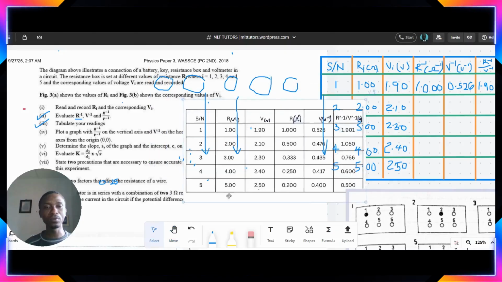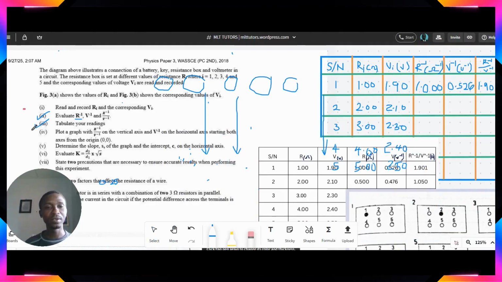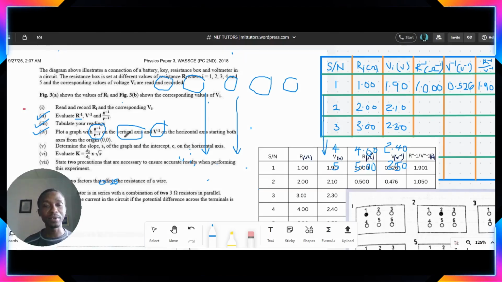What they want us to do on the graph, they said plot a graph of R inverse over V inverse on the vertical axis against V inverse on the horizontal axis, starting both from origin 0, 0. Nowadays, WAEC use abscissa and ordinate. So abscissa is always your x-axis, while the ordinate is always your y-axis. Okay, now let's go to the graph.